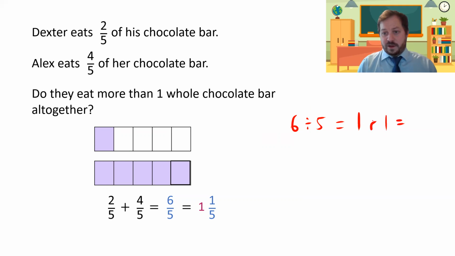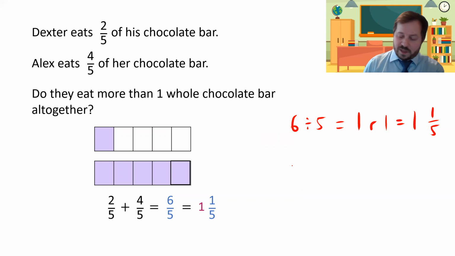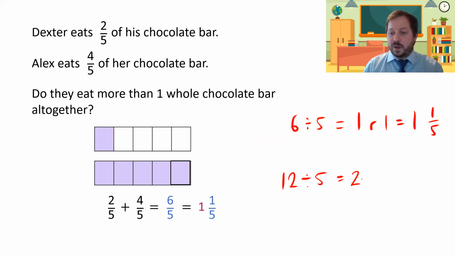Because I'm dividing by 5, that one left over is the same as saying 1/5, because I'm dividing by 5 and I have 1. And you can do that for any of them. If you did 12/5, for example, how many 5s can I fit into 12? I can fit 2 in with 2 left over. I'm dividing by 5, so that's the same as saying fifths. I have 2 left over, so that's 2/5, and I have 2 of them.